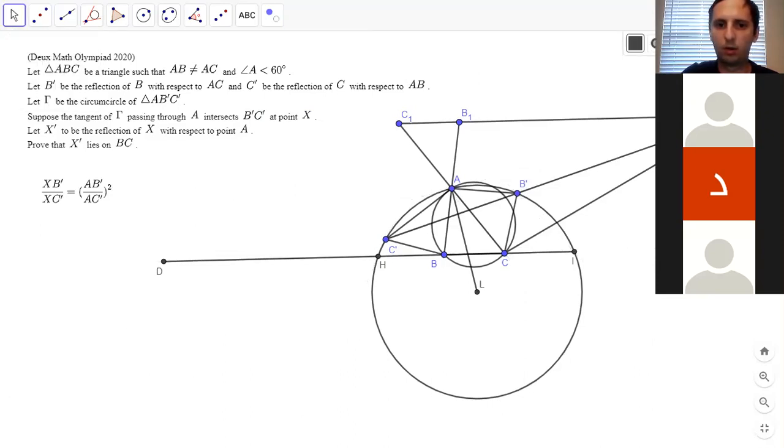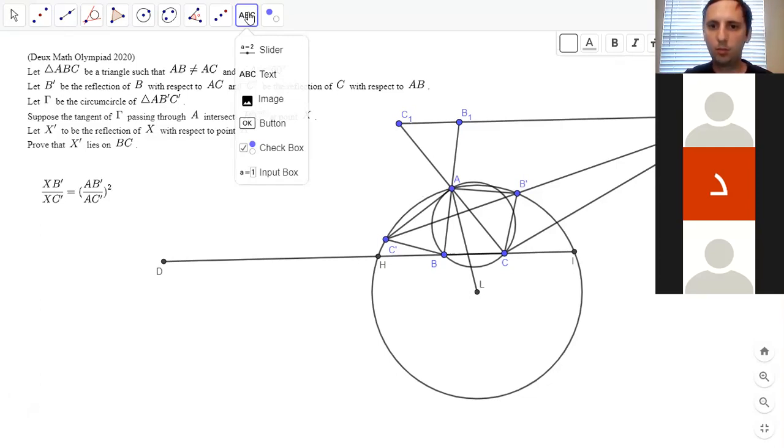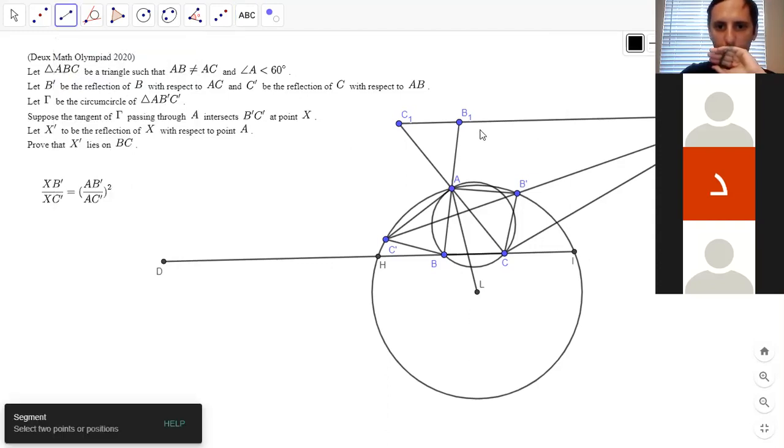So we've got to prove that X'B' over X'C' leads to the same ratio, so X is the same as X'. So we have that B1B' is perpendicular to B'C'.